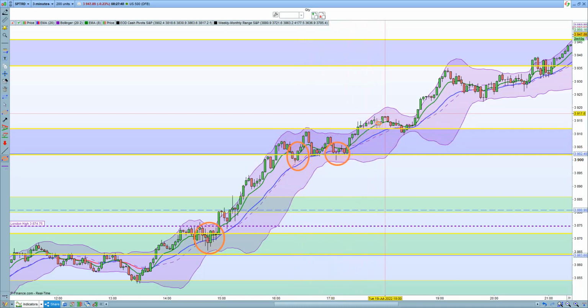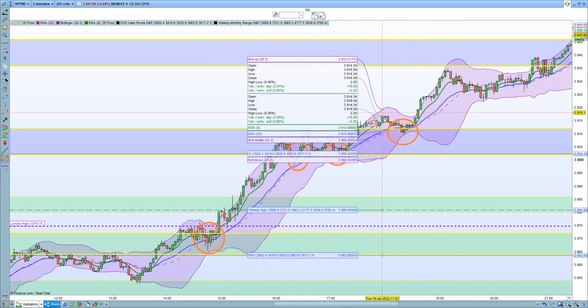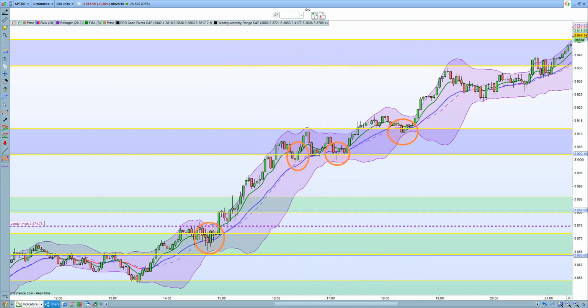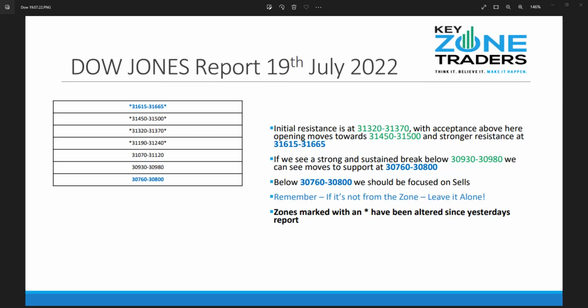We then got the acceptance above here, pullback, nothing really strong enough here for me to get long, but that actually did then move up to that next resistance zone that we mentioned in the report. So a really nice continuation pattern on the open from that initial resistance zone, but nothing else really to get into. However, the zones have worked really well again. So that's the S&P. Now let's go and have a look at the Dow.